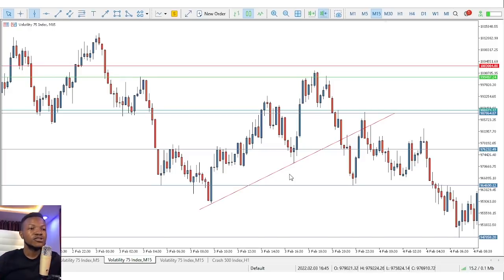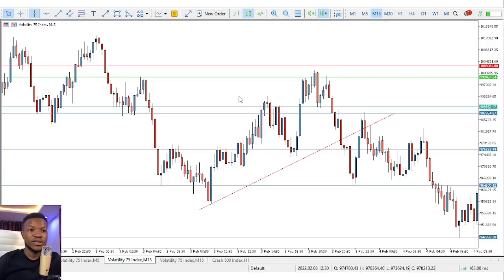Remember this: any strategy that doesn't tell you where to place your stop loss, that strategy is no good. And for you to get the locations to place your stop loss, you need to understand price action. That is why I'm taking my time here to make you understand it. If you get it right, then you get the result. But if you don't get it right, you keep looking for the result. And that is it, guys.